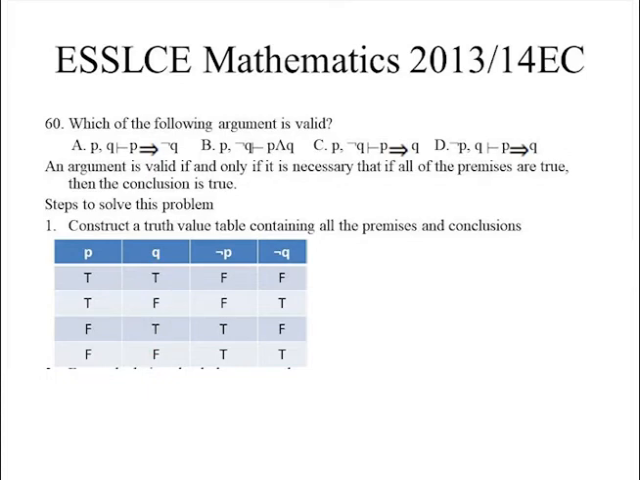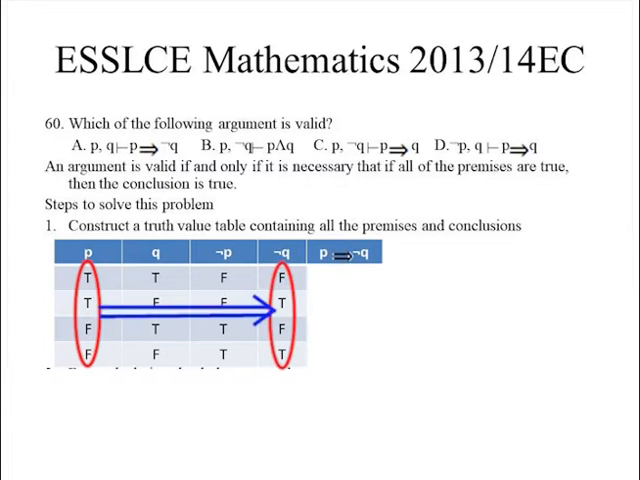Now let's determine the values for the conclusions. P implies negation of Q, meaning the first column implies the fourth column. True implies false is false, because implication is false only when the first value is true and the second value is false. Otherwise it is true. True implies true is true. False implies false is true. False implies true is true.